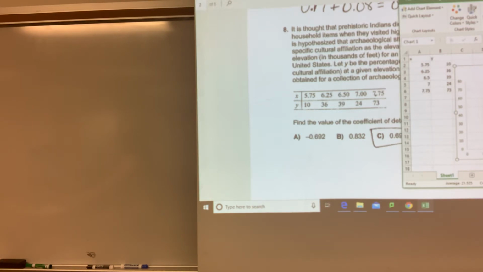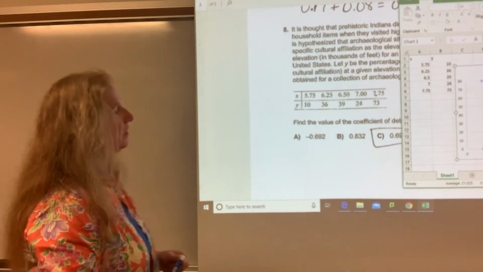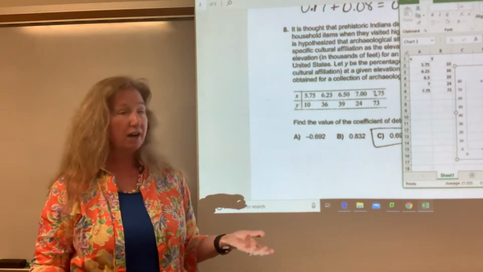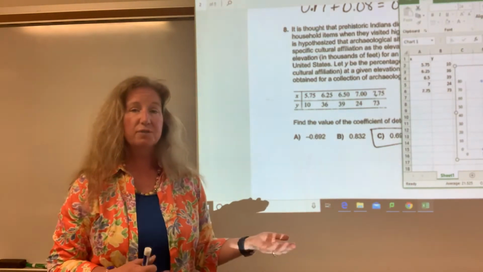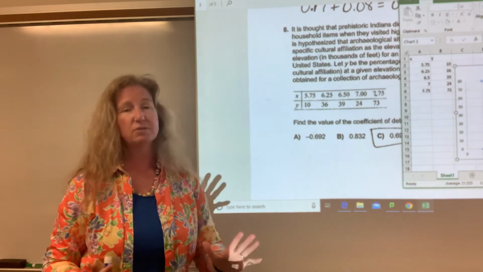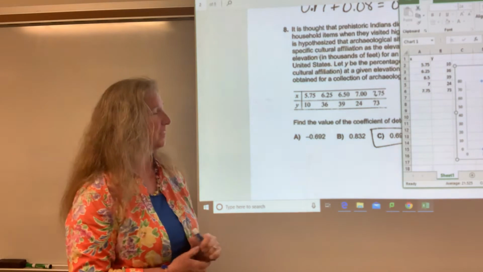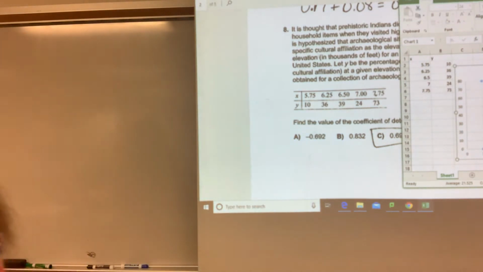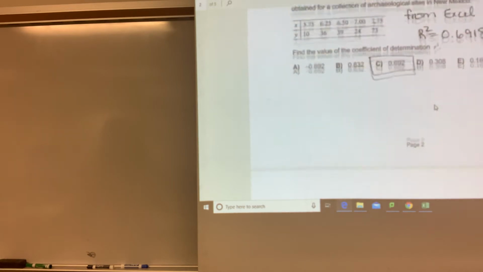So now we see that. Let me make that a little bit bigger so the letters are bigger. So that r squared is 0.6918, all right? You can find that on your calculator. You can find r and then square it if you prefer. You can use the very long equation. Please don't do that, I think that takes way too much time. So that's how I found that r squared. So when I say from Excel, that's what I mean.